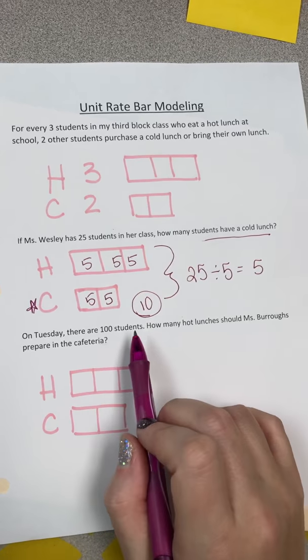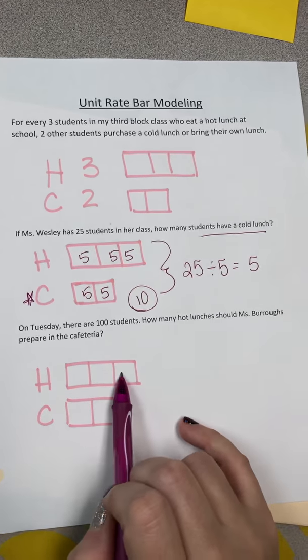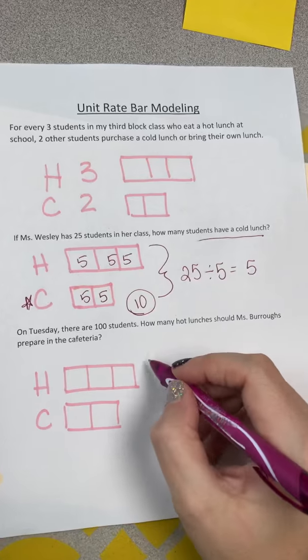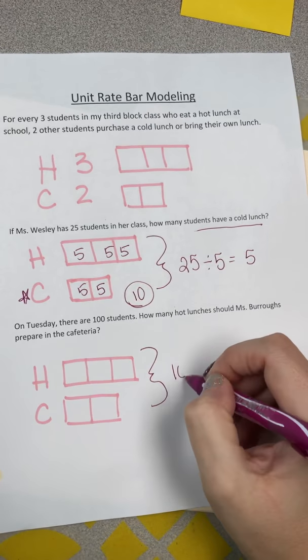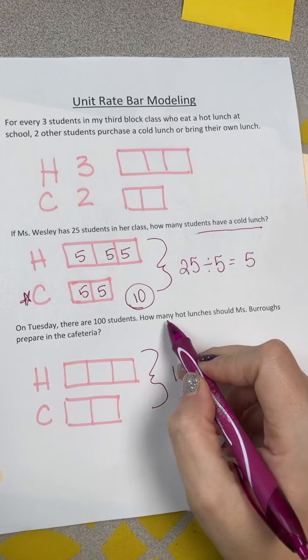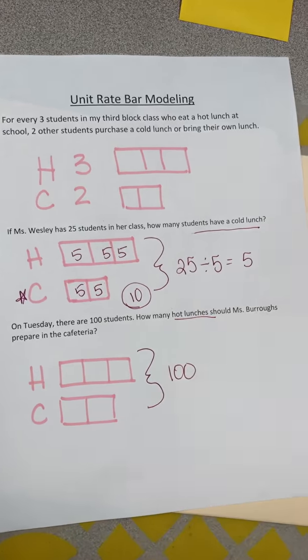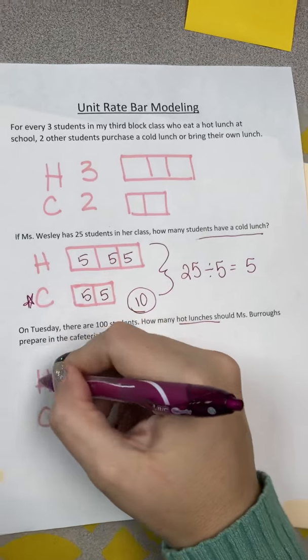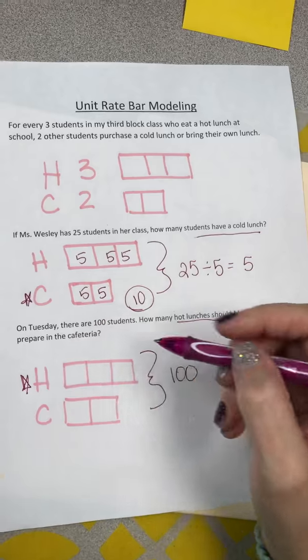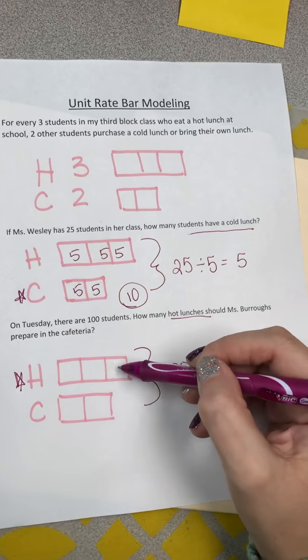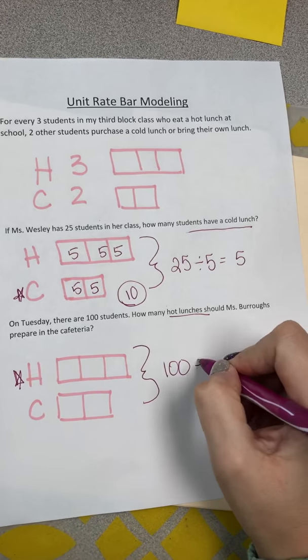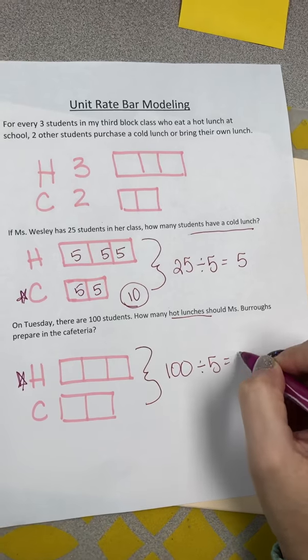Here it was telling us we have 100 students. So it's not telling us how many hots or how many colds, it's telling us the total. So we know that all of this equals 100. Now the question we're answering, how many hot lunches should Ms. Burrows prepare? So we're going to ask about hots. So if I've got 100 kids, how many boxes do I have? 1, 2, 3, 4, 5. So 100 divided by 5 gives us 20.